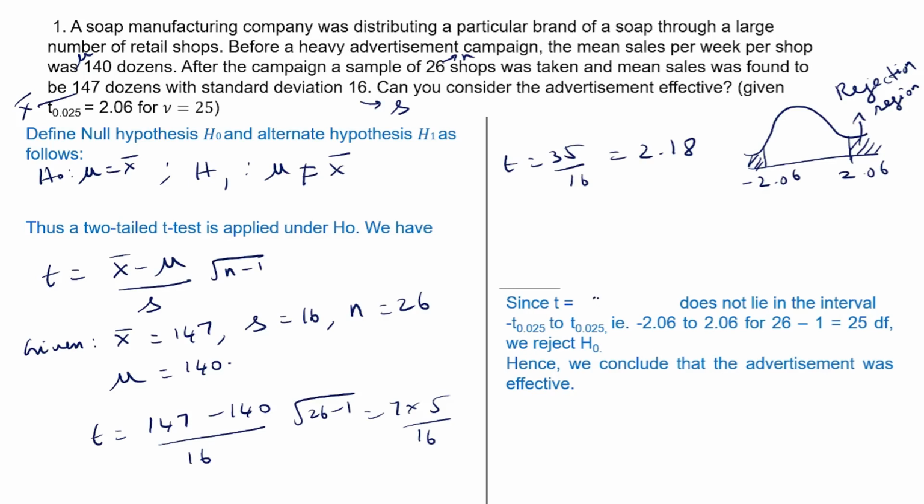Since t equal to 2.18 does not lie in the interval minus t 0.025 to t 0.025, that is minus 2.06 to 2.06 for 26 minus 1, 25 degrees of freedom, we reject H0. We reject H0, the meaning is that there is significant difference between the mean sales before the advertisement and mean sales after the advertisement. So we conclude that the advertisement was effective.